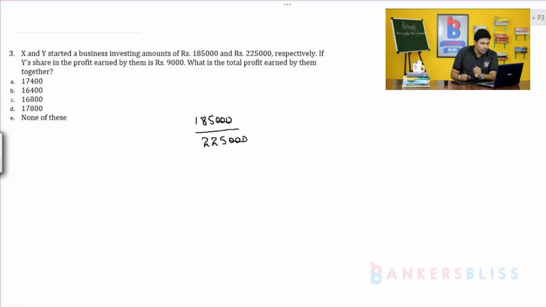So, 185 and 225 are both divisible by 5. 5 3s are 15, 3 carry over, 5 7s are 35, 37. Next, 5 4s are 20, 5 5s are 25. So, the ratio of their profit is 37:45, which is nothing but 37 into x and 45 into x, and 37x plus 45x is the total profit.